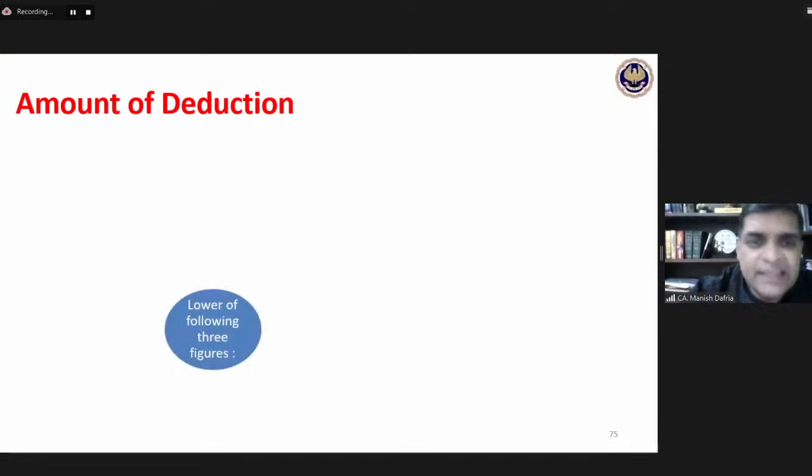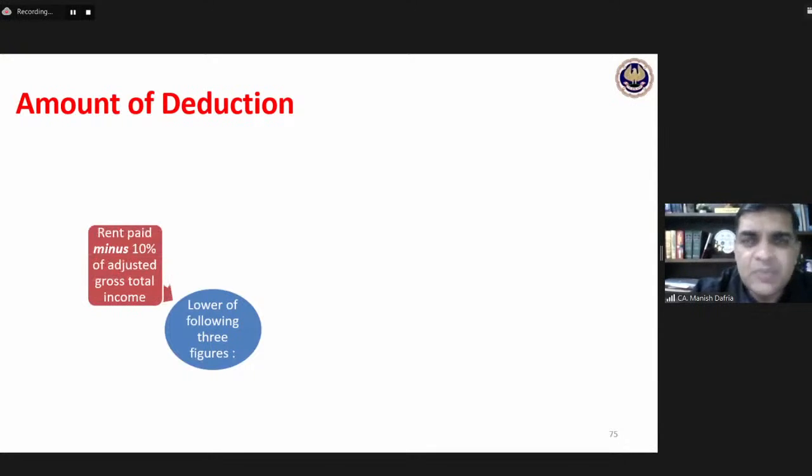Now, 80GG requires me to calculate three figures. Least of these three would be the amount of deduction. What are these three figures? First is rent paid minus 10% of adjusted gross total income of the assessee. What is this adjusted gross total income? We will be discussing later on. But right now, the idea is this: whatever is the 10% of my adjusted gross total income, over and above this 10%, whatever rent I have paid, that excess figure is the first amount for this 80GG deduction.